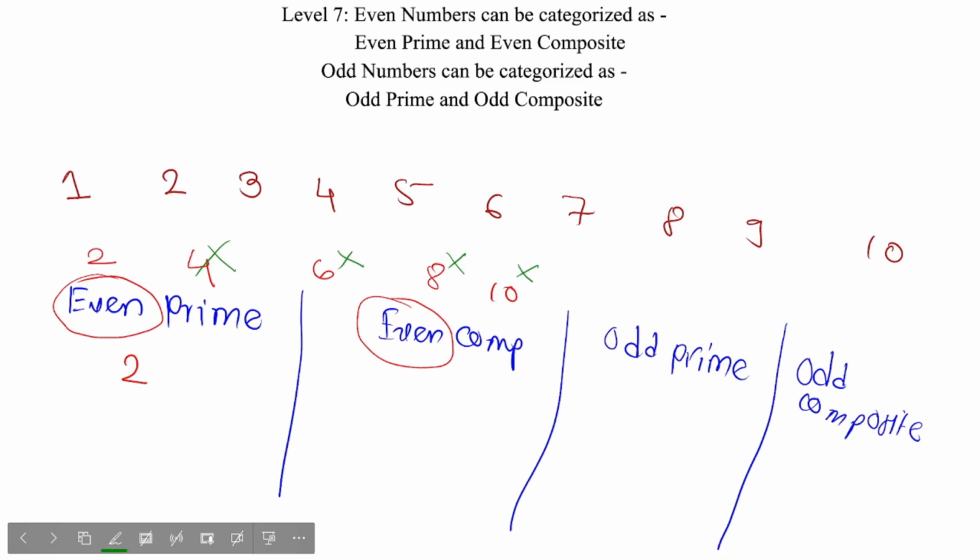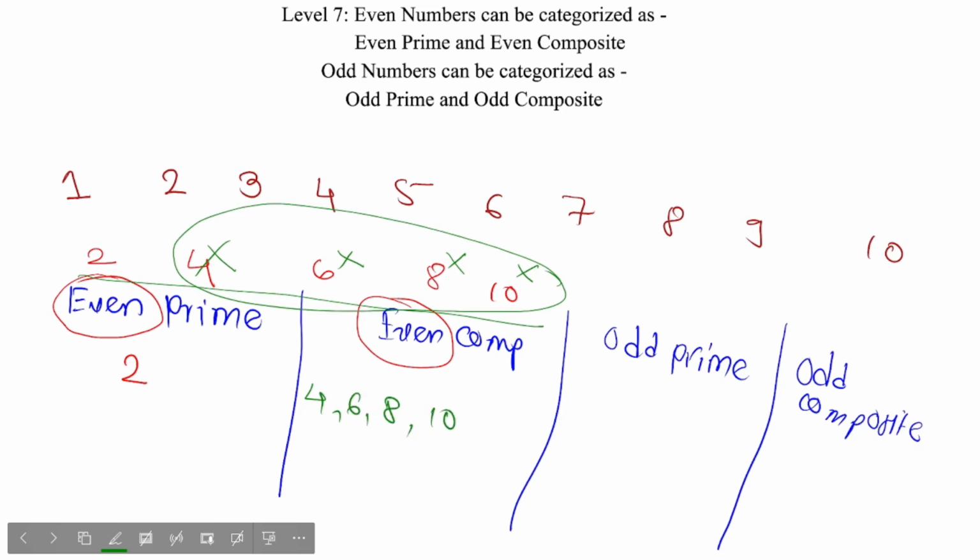And the rest we have to put in the composite numbers, because by the definition, the numbers which are in the range, but not prime, are composite. So these are not prime, so put them into the composite. So 4, 6, 8 and 10 are composite. I hope you understood what is even prime and even composite, and also what prime and composite numbers are.